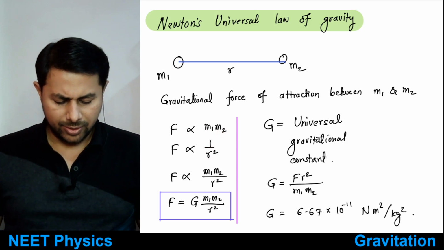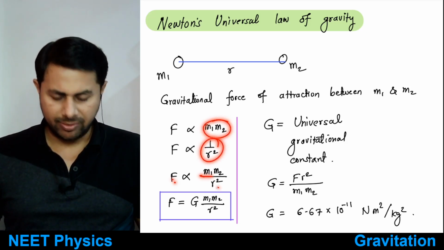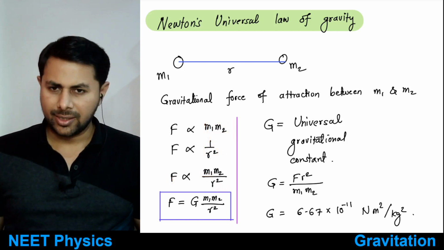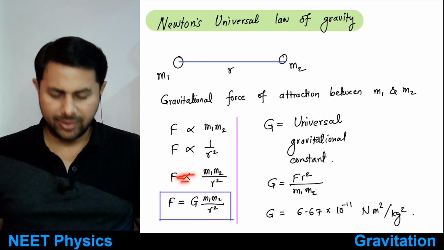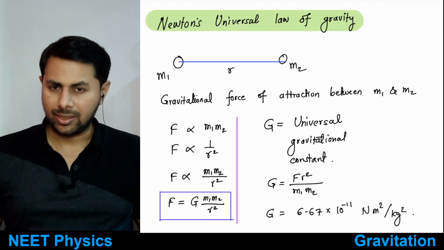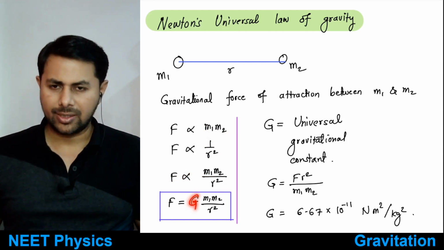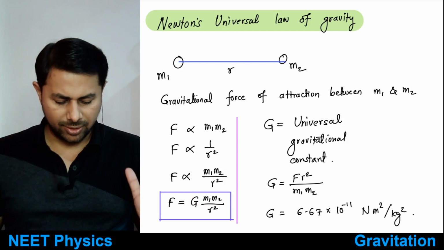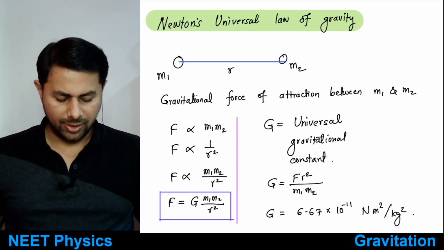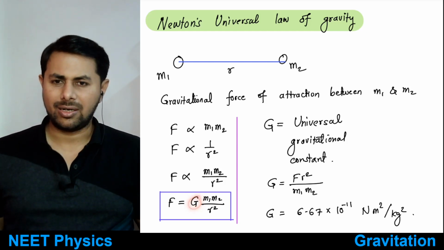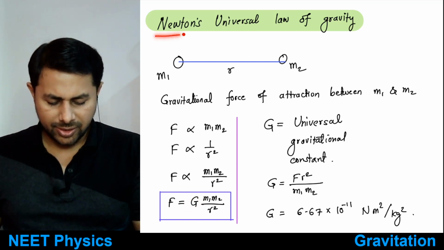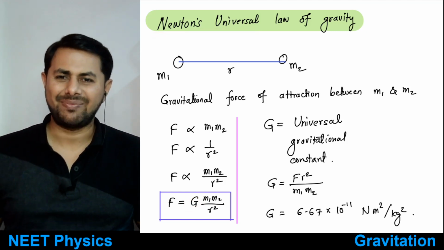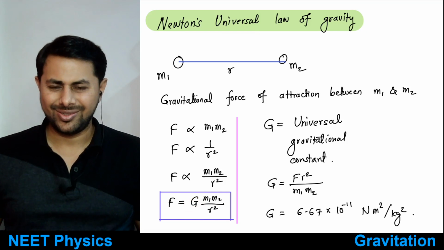If you combine these two, you get force is proportional to m1 m2 divided by r square. Then if you remove the proportionality sign and put an equality sign, a constant will come, that is known as the universal gravitational constant. Why is it known as universal gravitational constant? Because this is a universal law, that means it is applicable everywhere in the universe.